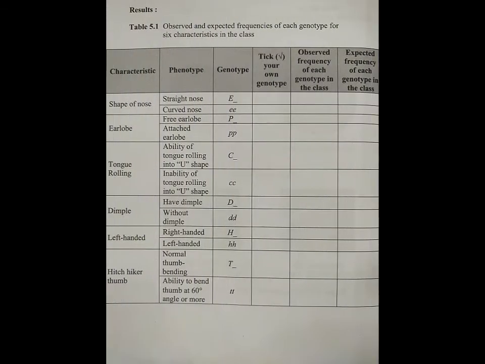Based on the characteristics, you have to fill in the Google form provided to get the class results and fill in the table 5.1. The link or the QR code for the Google form will be shared by your lecturer during the experiment. In the table 5.1, you have to calculate the observed frequency and expected frequency of each genotype in your class.